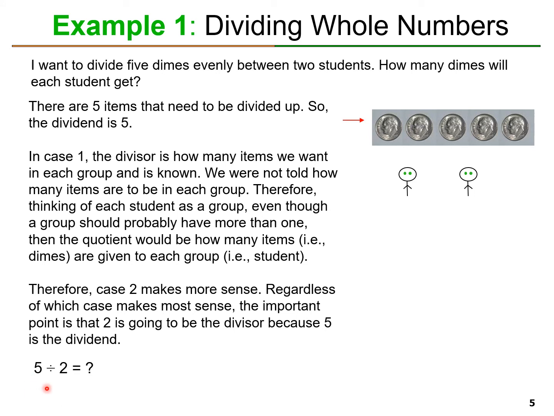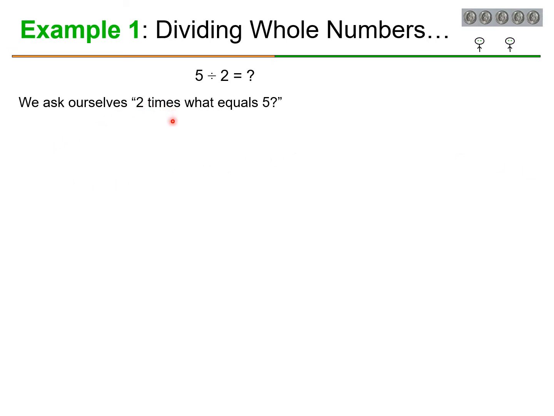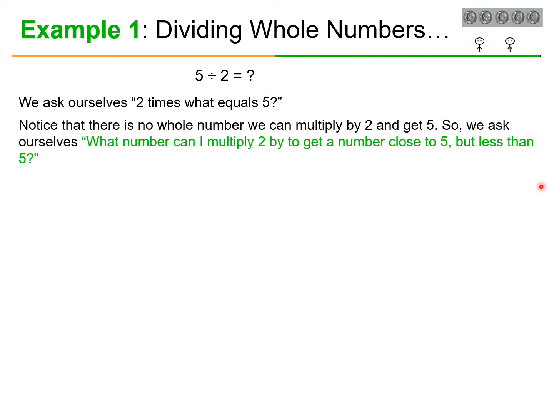So 5 divided by 2: 5 is the dividend, 2 is the divisor. 5 divided by 2 is equal to what? We ask ourselves, 2 times what is equal to 5? Notice that there is no whole number we can multiply by 2 and get 5. So we ask ourselves, what number can I multiply 2 by to get a number close to 5, but that's less than 5?